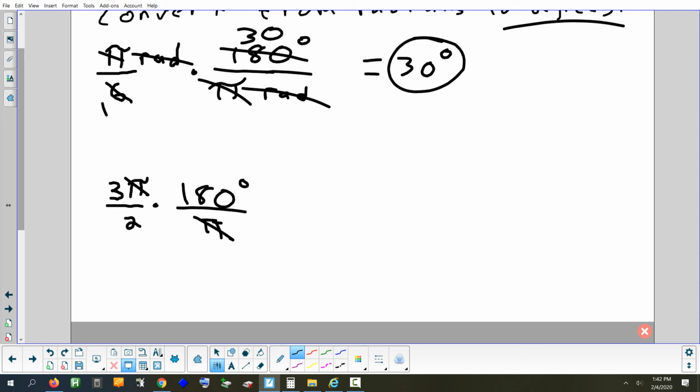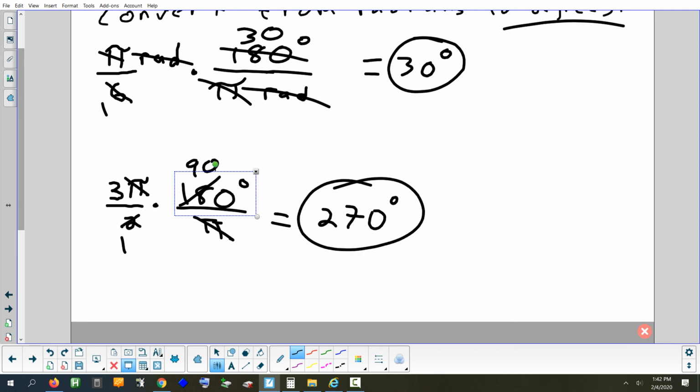Yeah, how many times does 2 go into 180? 90. So now what you're left with is 3 times 90, and then put the degree symbol on it. So what's 3 times 90? 270, and put the degree symbol on it. Any question on that one?